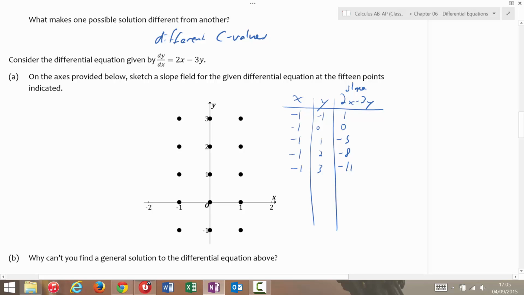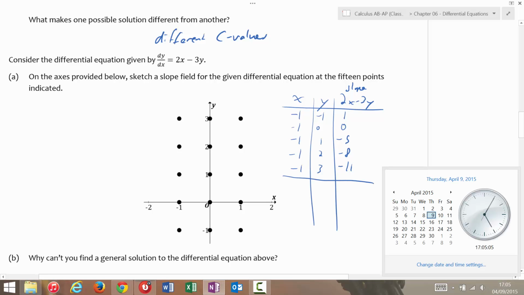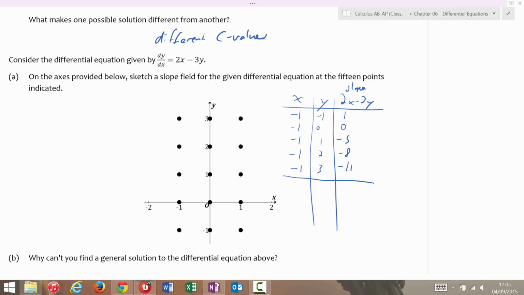So let's just kind of do the best we can. I'm going to do a little break here and let's do some other ones. Let's go with the zeros because that's going to be easier. X is 0: 0, negative 1; 0, 0; 0, 1; 0, 2; 0, 3. And for my 2x minus 3y's I've got 3, 0, negative 3, negative 6, and negative 9.